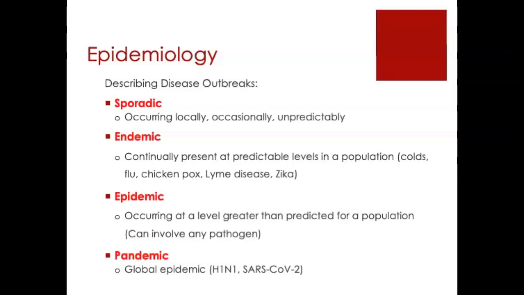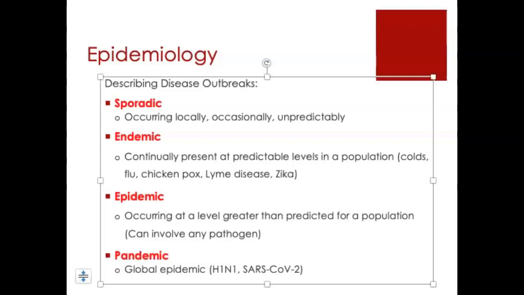The term endemic means something very different. Diseases that are endemic are continually present at predictable levels in a population. For example, the common cold or influenza is endemic in most parts of the world. These are diseases that we expect to flare up or have outbreaks from time to time, but we can predict how big those outbreaks will be and when those outbreaks will occur.